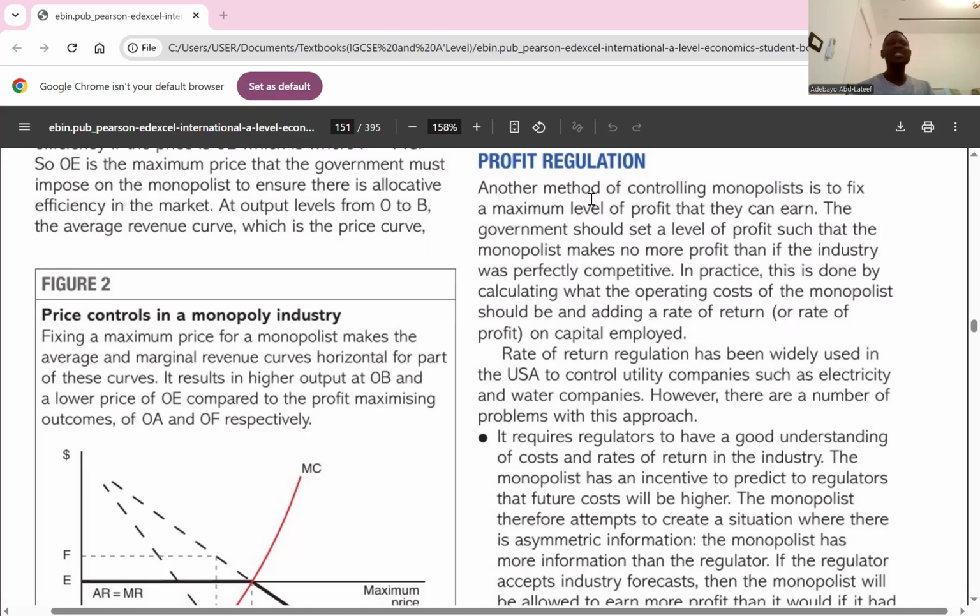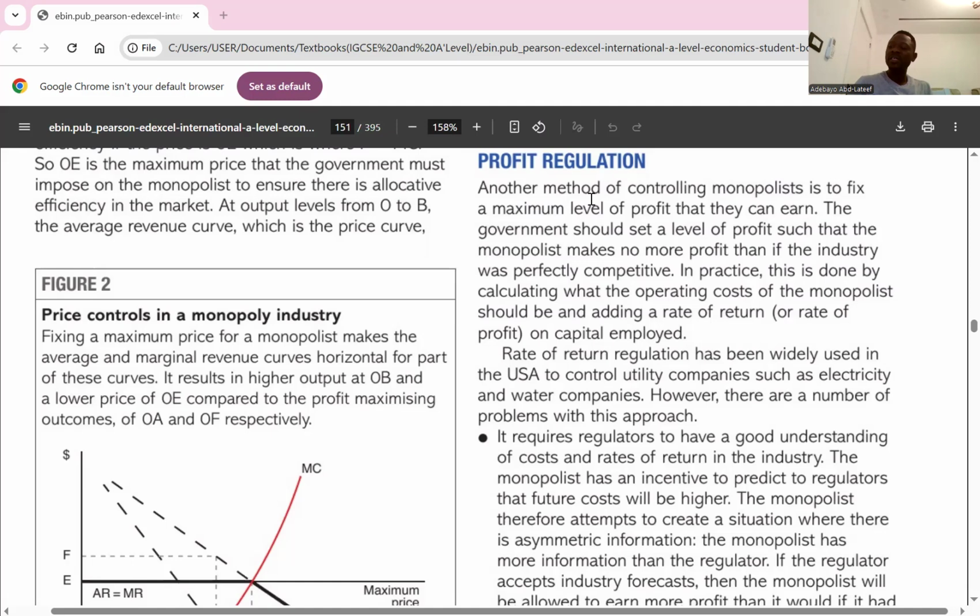Then the next one is protecting consumers. With a regulatory body, it simply means consumers will not be exploited. Monopolies want to make profit where MC equals MR. That's where they want to make profits. They don't think about allocative efficiency, where MC equals AC. They don't think about that.